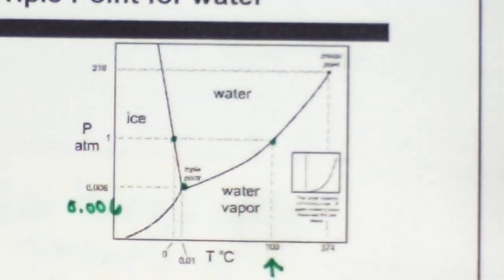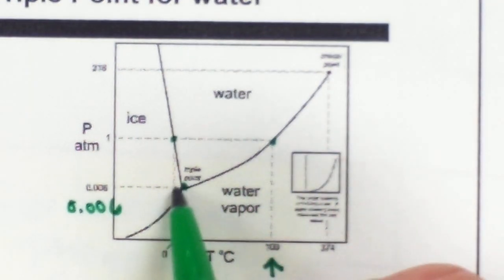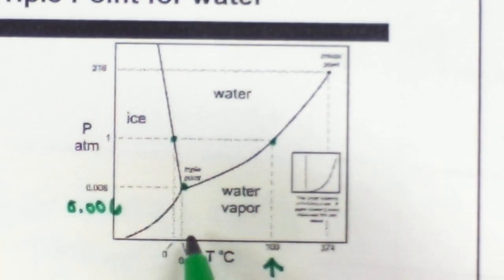Now, where would ice sublime? Where would water sublime? So water would sublime down here, between very low pressure and very low temperature. Well, where would you find that? You would find that in your freezer. And actually, it does sublime in your freezer.